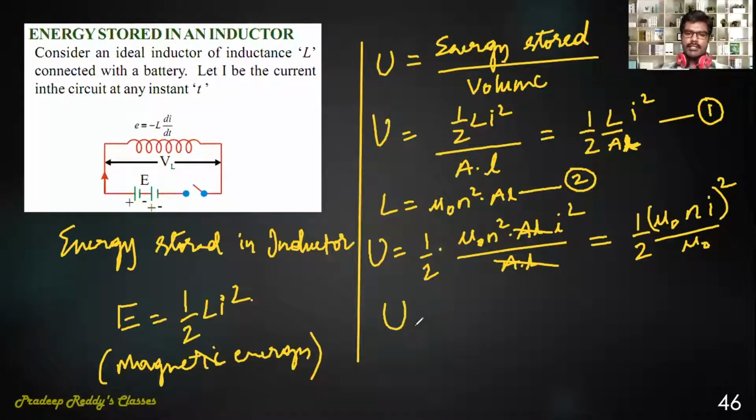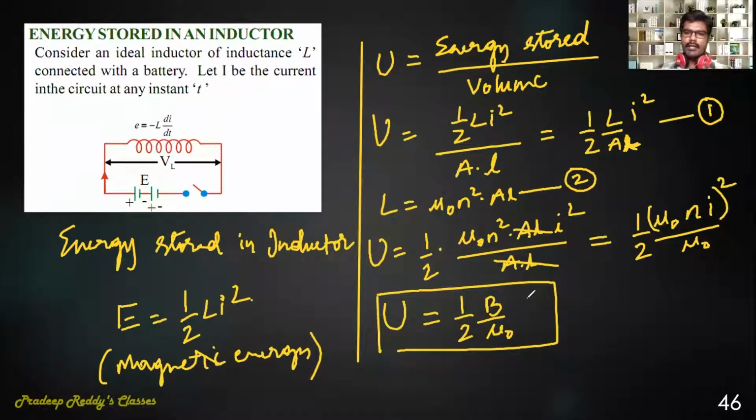So energy per unit volume is equal to B square divided by 2 mu naught, since the magnetic field due to a solenoid is equal to mu naught N I.